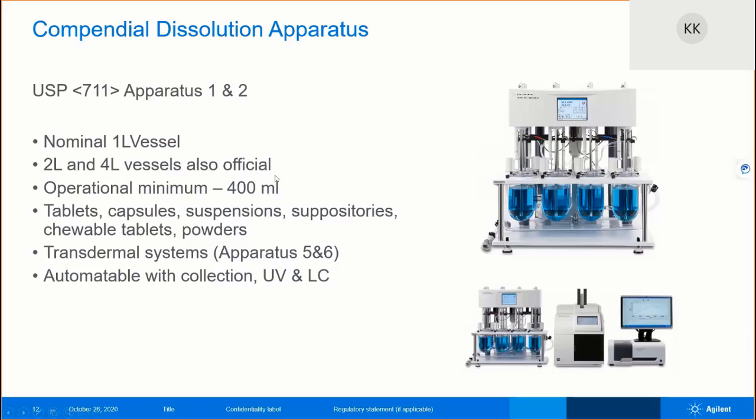The operational minimum in your 1 liter vessel is about 400 milliliter for our system. What you would normally test in your standard apparatus 1 and 2 really is your tablets, your capsules, suspensions, suppositories, chewable tablets, and even powders. Transdermal systems, you would go for apparatus 5 and 6. Basically, it's the same instrument, but instead of paddles, for the apparatus 6, you have a rotating cylinder. For the apparatus 5, you actually do have a paddle, but you have a disc lying in the bottom that contains your transdermal patch. You can automate your apparatus 1 and 2 with UV or even LC.